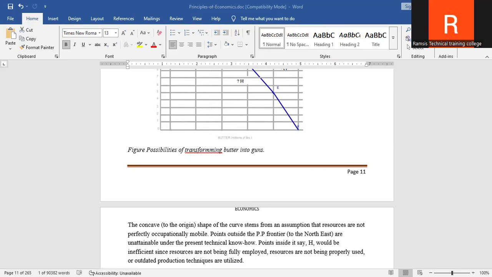Positive economics can be tested or proven, but normative cannot be tested. For example, inflation is 8% is positive economics. But normative will say inflation should be reduced. So it's more general. That's why I'm saying normative economics describes what ought to be based on opinions, beliefs, or values. It is subjective, value-based, and cannot be proven true.